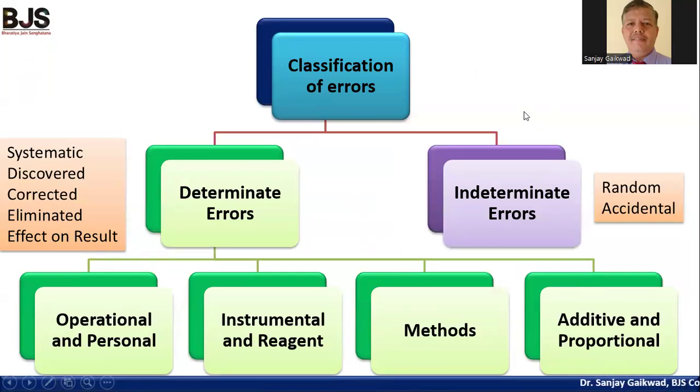Now, classification of the errors: if we see the systematic error, it is discovered, corrected, and eliminated, affecting the result. Now the determinate error is classified as operational and personal, instrumental, methods, and additive error. These errors are from ourselves. We can minimize them easily by controlling the experimental conditions and the selection of methods. Determinate errors can be minimized easily by using an accurate procedure, and if you have any skill, then we can minimize these determinate errors.